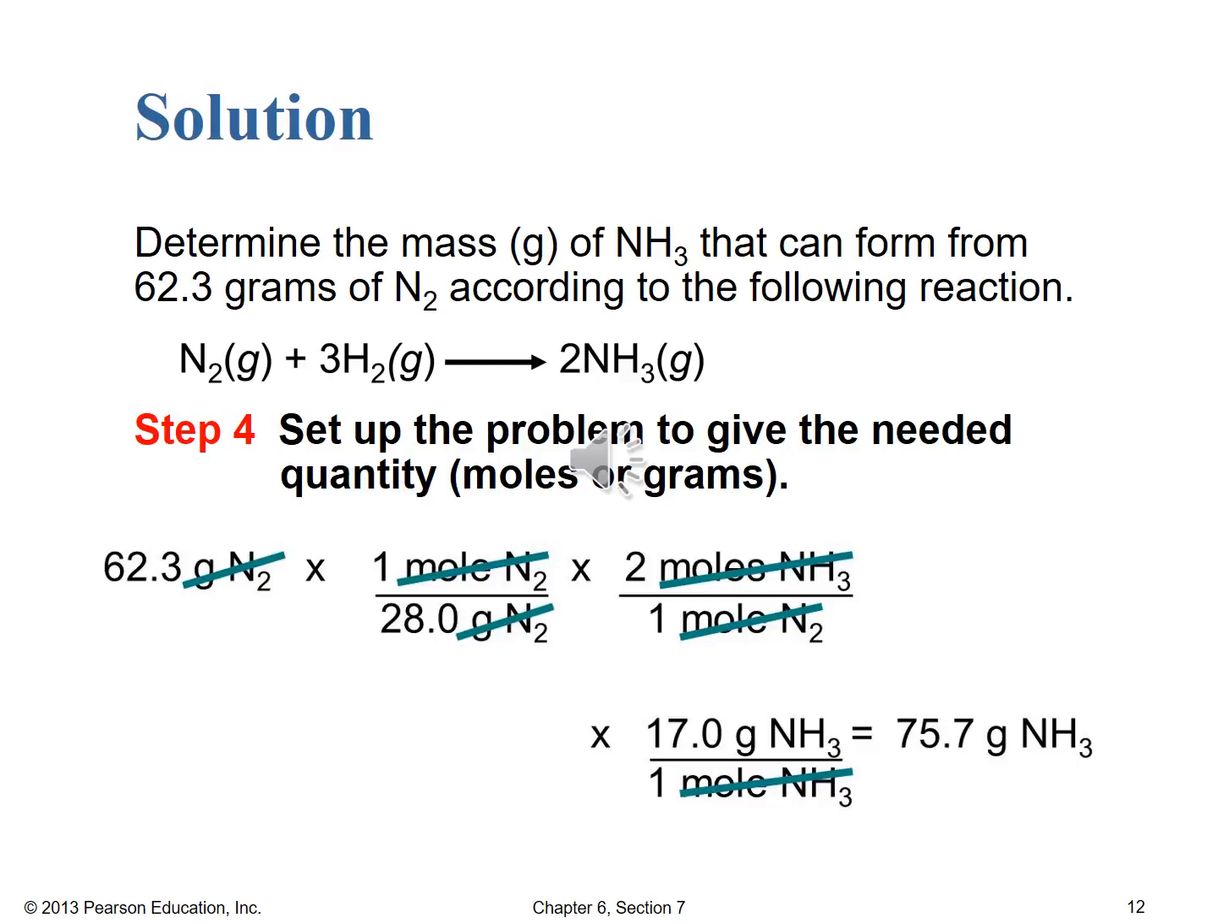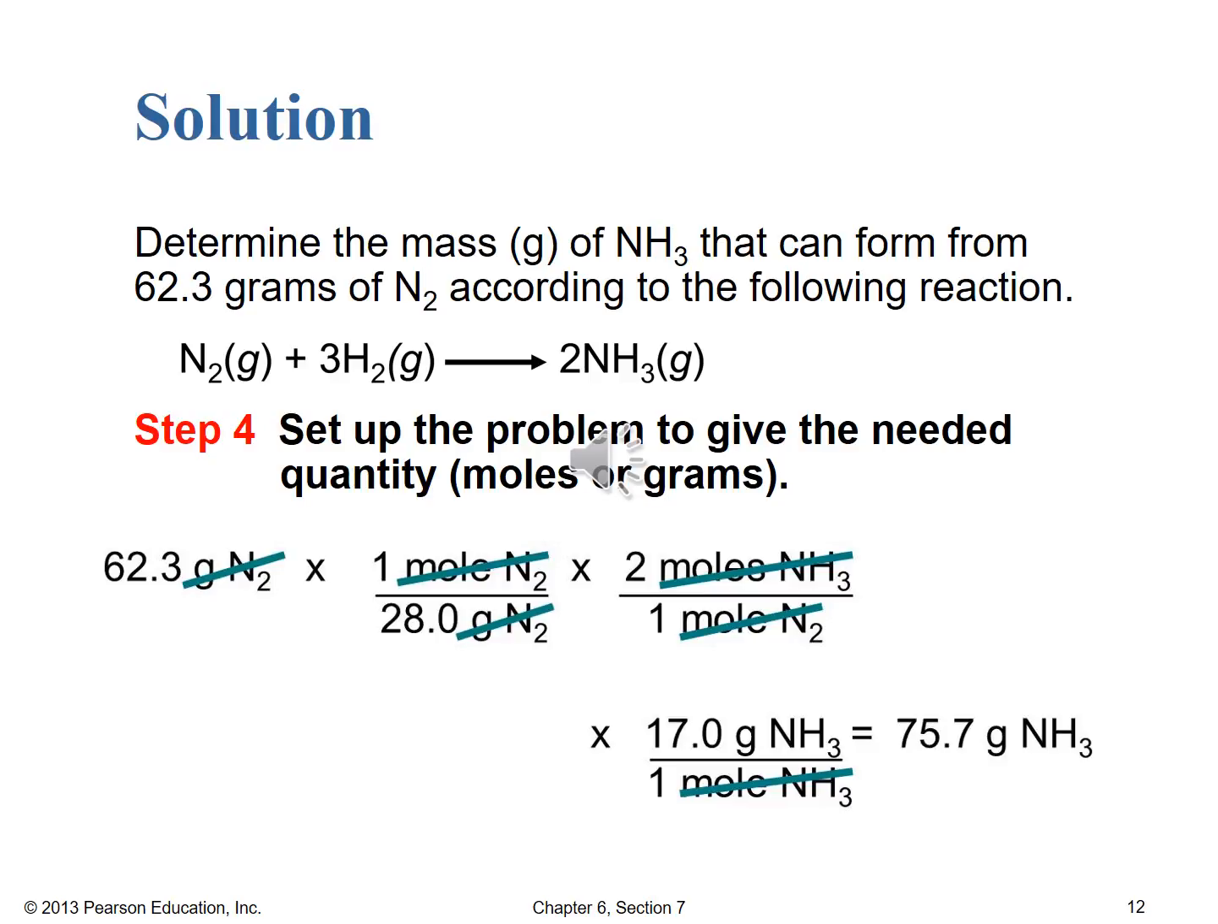All right, and here it is, step 4, where we actually set this problem up correctly and hopefully start and end with the quantities we are told. So we start with our 62.3 grams of nitrogen gas that was given in the problem. We convert that into moles of nitrogen gas by multiplying by the conversion factor 1 mole N2 over 28.0 grams N2. Now we're in moles of nitrogen. We can now move into moles of ammonia by using the balanced chemical equation coefficients. So we see 2 moles of NH3 over 1 mole of N2. That will now move us out of moles of nitrogen and into moles of ammonia.